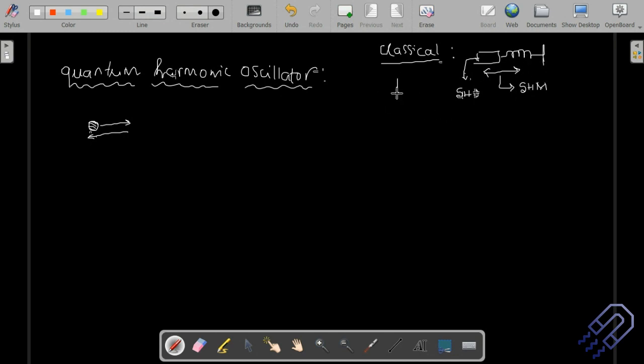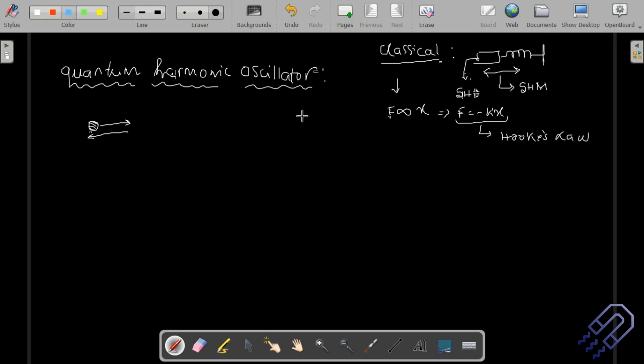And classically, which we all have learned even in class 11 and 12, we say that the force on it is directly proportional to the displacement. Or we can just write it as F is equal to minus kx. This law is nothing but Hooke's law.